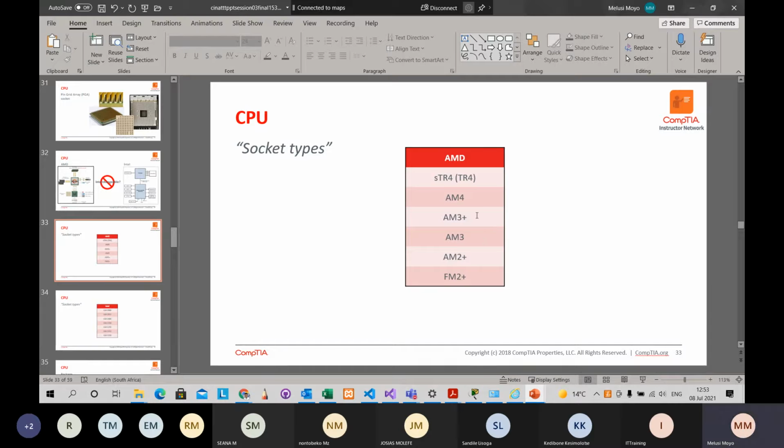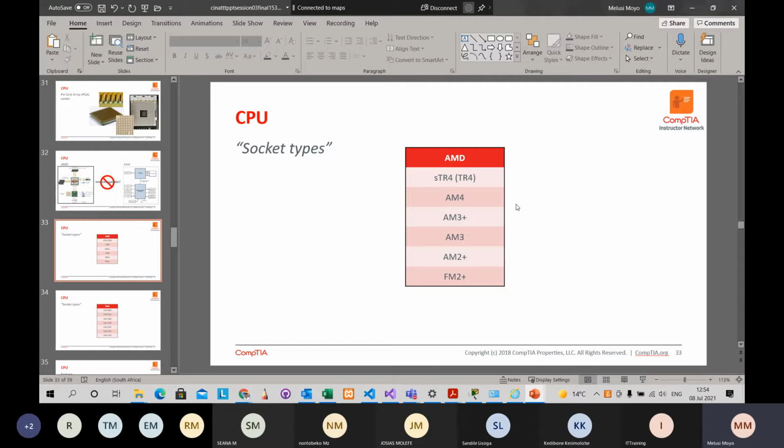So these socket types, AMD has all of these, the FM2 plus. The difference will be maybe just the pins. Let's say AM4 has maybe 100 pins or 100 slots inside the socket, it's just an example, right? And then you find that maybe your CPU has 150. So your CPU can't fit on AM4, but only fits on an AM3 plus. So you have to check.